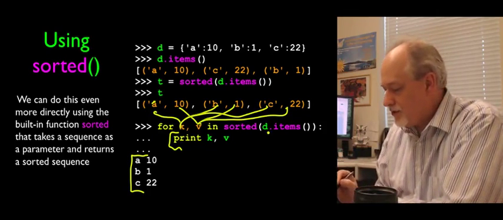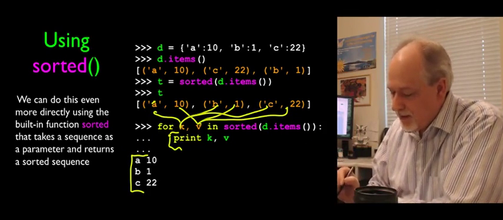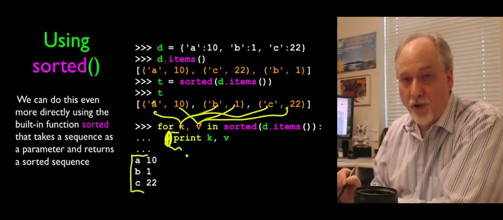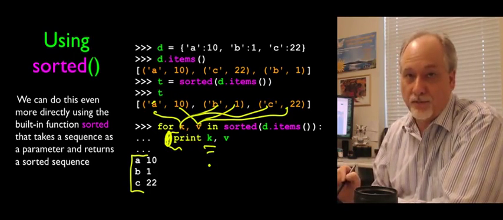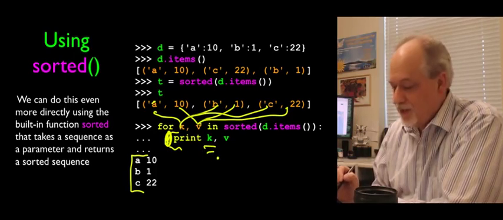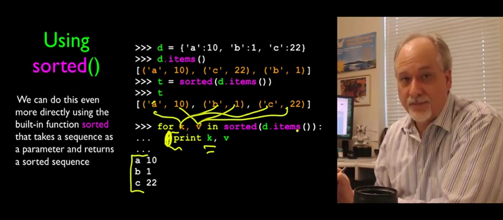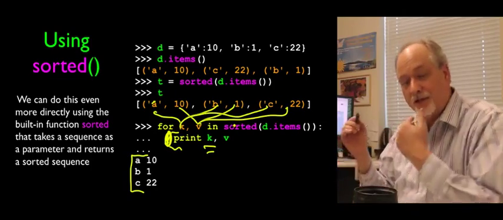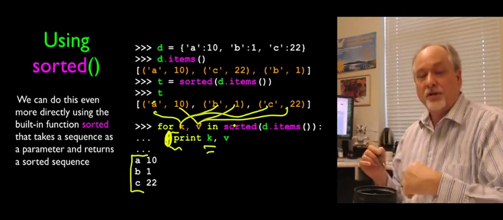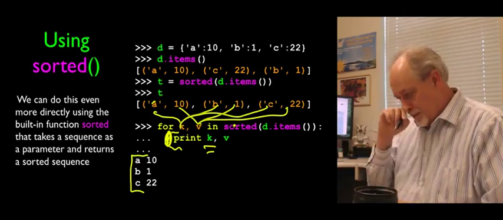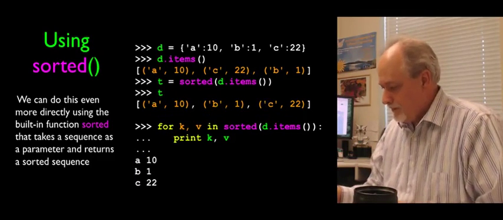Okay? So by adding sorted to d.items, that means that this loop is going to run in key sorted order. And that's because sorted takes an unsorted list as input and returns a sorted list. Okay?